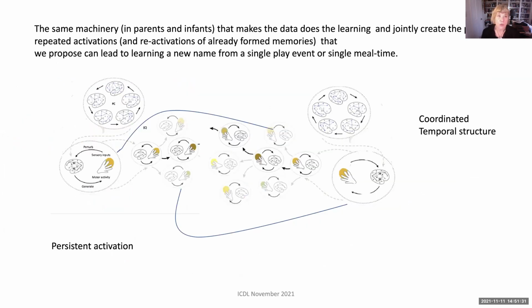All right. So what I want to suggest is that the same machinery in parents and infants that makes the data is the same machinery that does the learning, and parents and infants jointly create persistent repeated activations. Okay. And these are reactivations of already formed memories or what just happened in the play session. And we propose that this can make learning of name object co-occurrences from the apparent poverty and sparse data in the stimulus feasible. And it does it because the learning mechanisms in the organism, those basic two time scale aspects of associative learning, highly conserved, available to young babies, match the data.